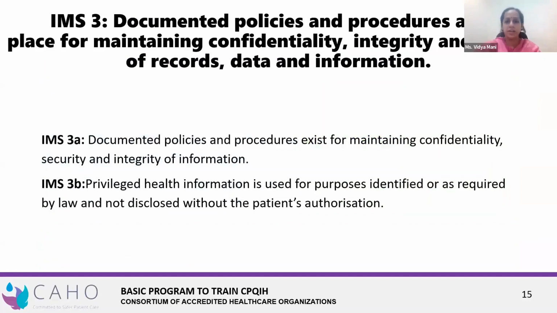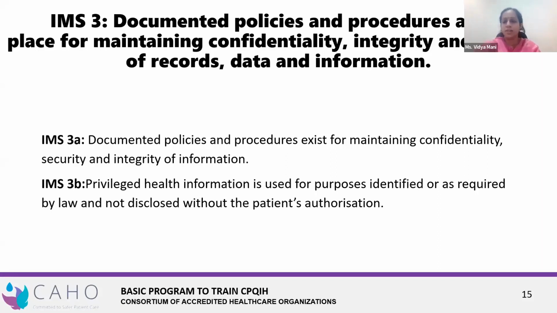IMS 3 is talking about the medical records and how the integrity, the confidentiality and security of records will have to be maintained. IMS 3A talks about documented policies and procedures which exist for maintaining the confidentiality, security, and integrity of information. IMS 3B talks about privileged health information which is used for purposes identified or as required by the law and does not disclose without the patient's authorization.